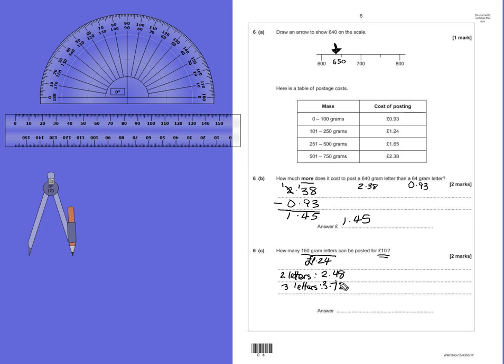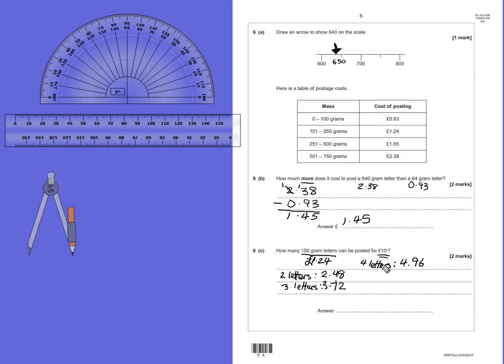Now, there's loads of ways to do this. If you wanted to go up in groups of 2, maybe, that would speed up our calculations a little bit. You've got a lot of space to be able to work out around here, or just keep going. Use whatever space you need to. I'm going to keep working on the individual letters, so let's look at 4 letters. 4 lots of this, so add another £1.24 onto this. We're going to end up with £4.96.